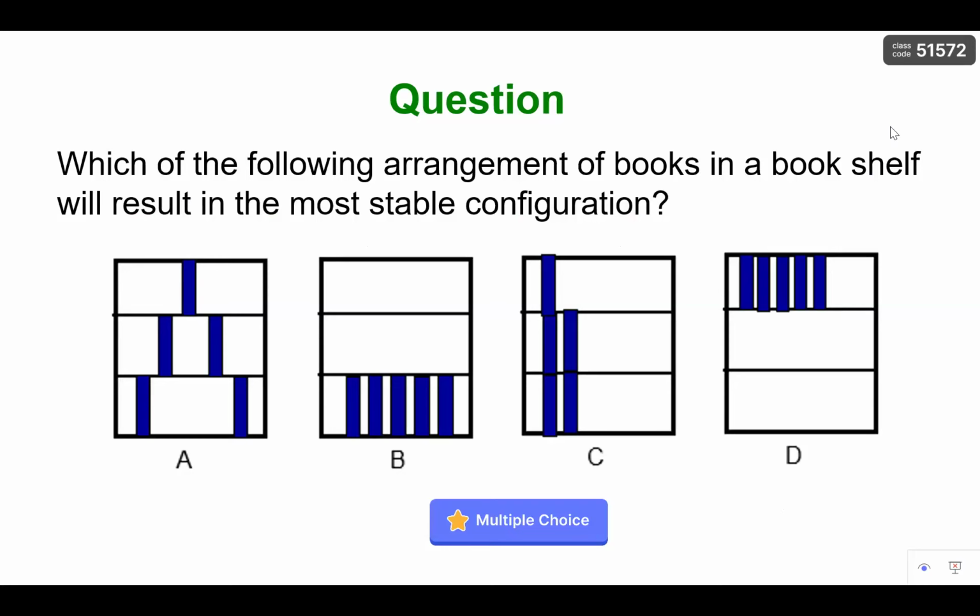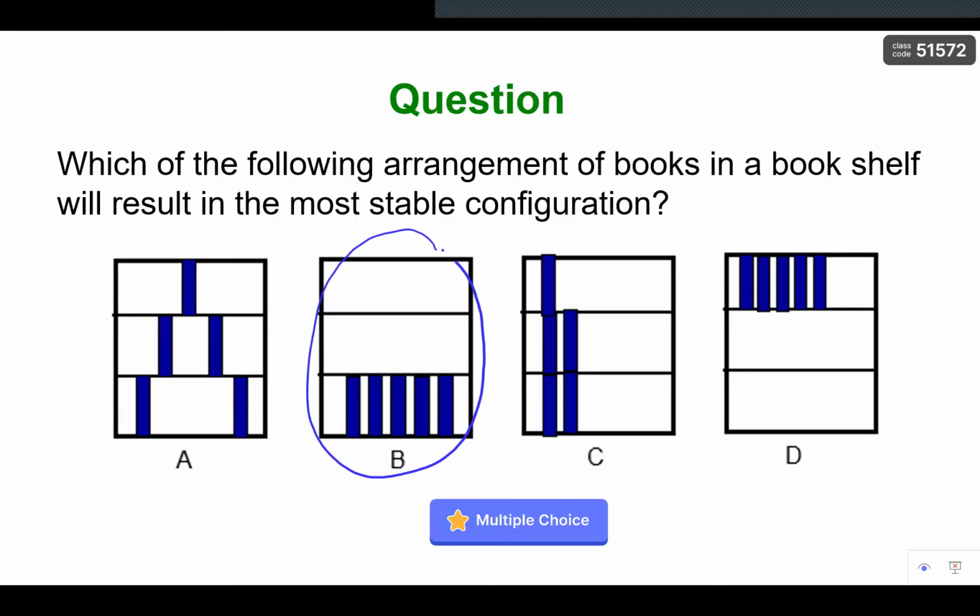The answer here will be B. Okay, because in B, all the books are at the bottom, so the center of gravity will be lowered. All of them will have the same base area because all of them are the same bookshelf. But because in B the books are arranged in this way, it lowers the center of gravity. There's more mass at the bottom of the bookshelf.